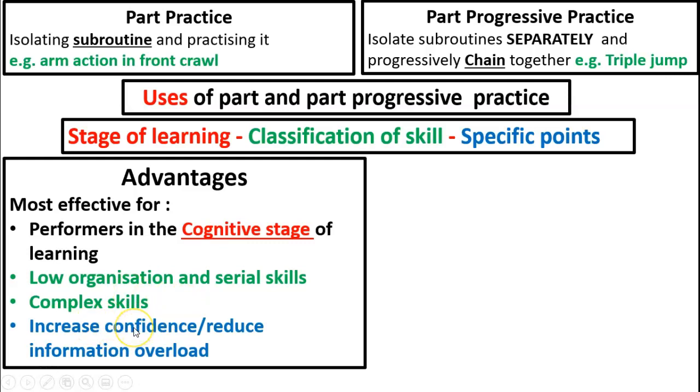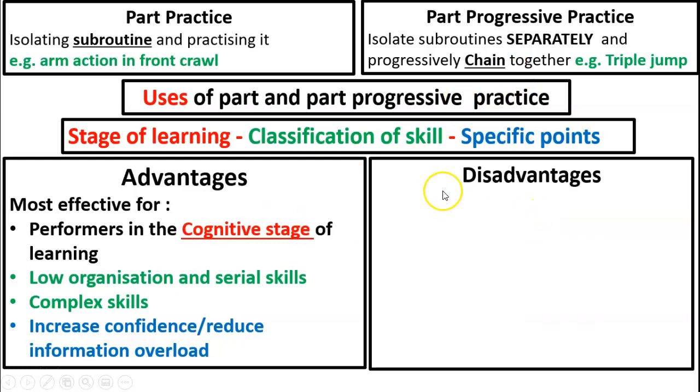The net effect and the specific terminology linked to the use and the advantages of part and part progressive are the fact that it increases confidence and it reduces information overload and information processing, as I alluded to previously. Now, pretty much all the questions you will get on the uses of part and part progressive will be linked to the advantages or the effective use of. But if you have to give disadvantages, I'm just going to give you some specific points you could use.